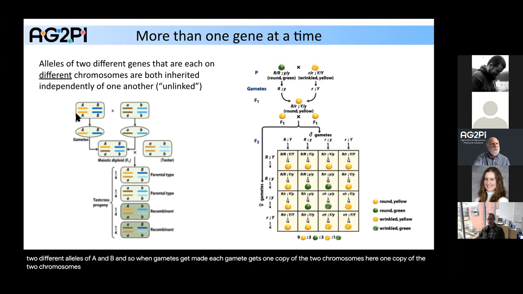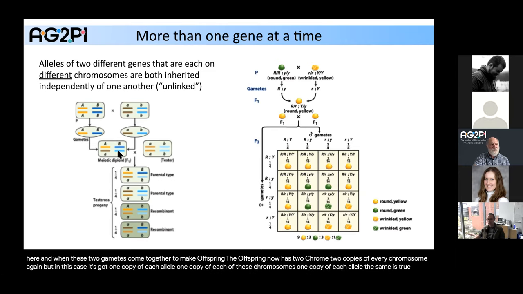Now, it turns out these are both the same. These are both the same. So there's only one kind of gamete that can get made here. And when these two gametes come together to make offspring, the offspring now has two copies of every chromosome again. But in this case, it's got one copy of each allele. So it has one copy of each of these chromosomes, one copy of each allele. The same is true for this chromosome.